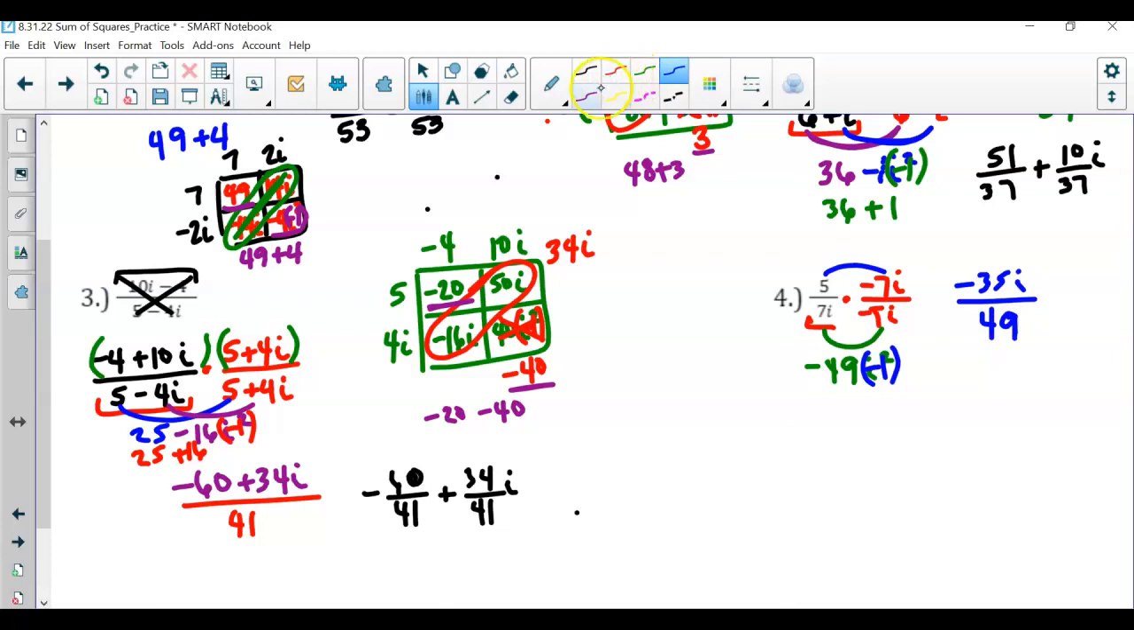However, you can simplify this, because both of these values can be divided by 7. So here, you get negative 5i over 7. Sorry, so that's supposed to be negative 5i.